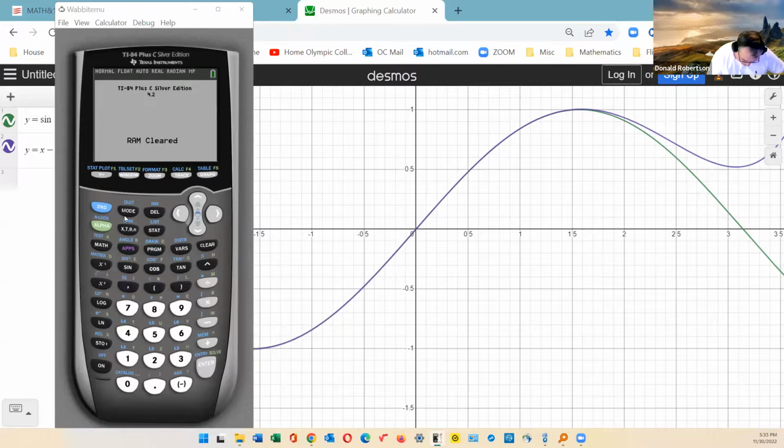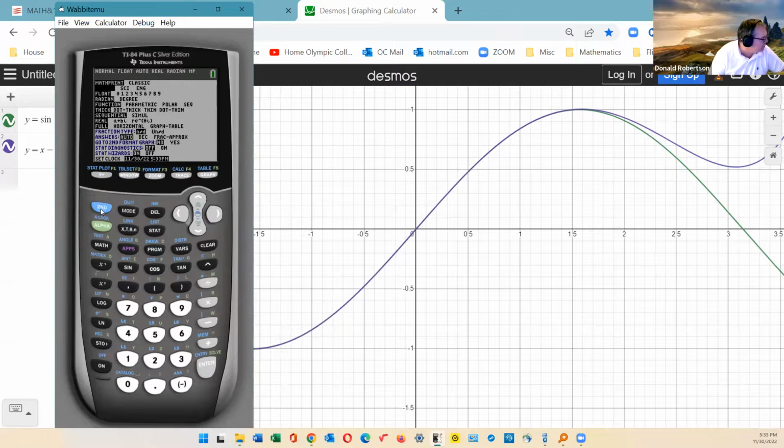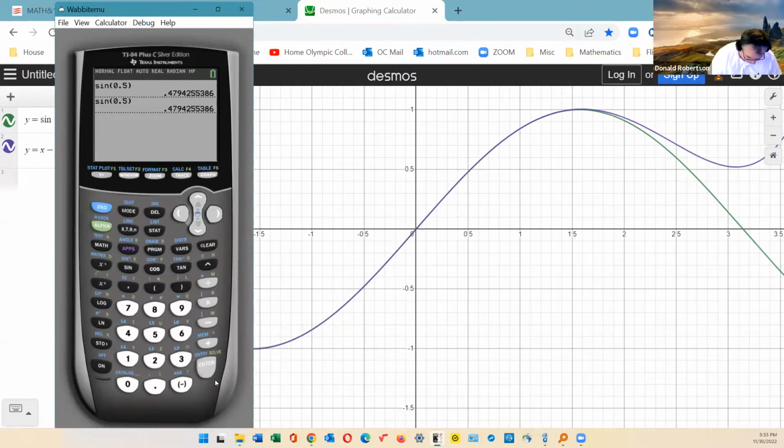Okay, so the sine of 0.5. Well, I guess I should make sure I'm in radians, which sounds silly until you find out you're not. Okay, and I am. So I should be able to do the sine of 0.5. And the answer is, well, has a lot of decimal places to it. So I wonder how many I need. I'll write down all of them. Kind of overkill. 479, 4255, finishing with 386.